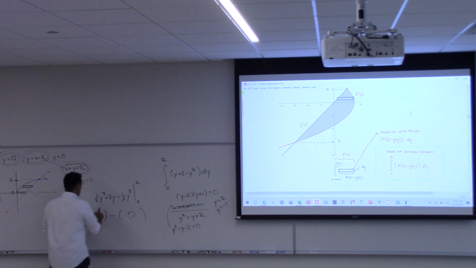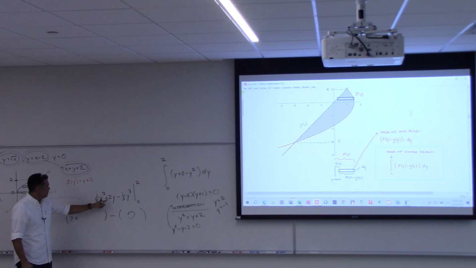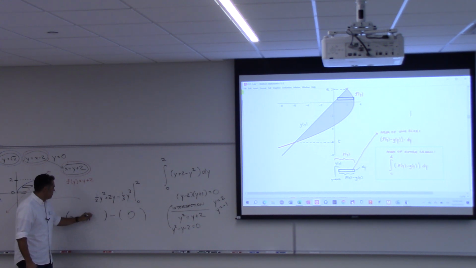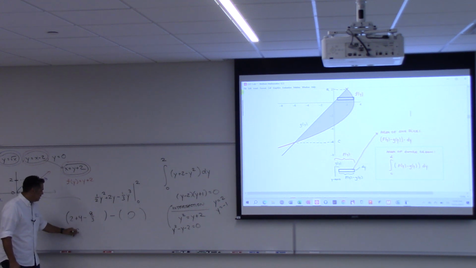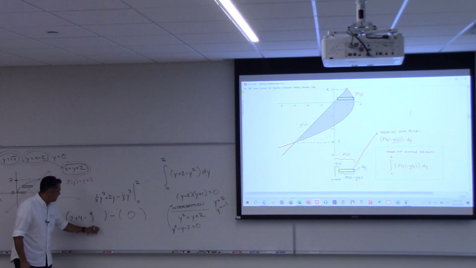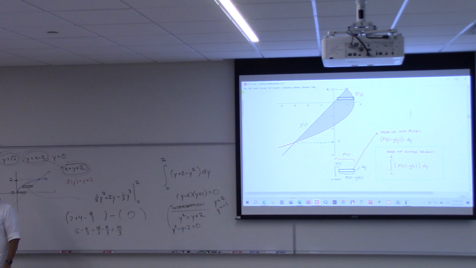Let's plug in 2. 4, half of 4 is 2. Plus 2 times 2 is 4. Minus 2 cubed is 8, so this is minus 8/3. This is 6 minus 8/3. Get a common denominator: 18/3 minus 8/3 is 10/3. I think that was much more efficient to do it that way.